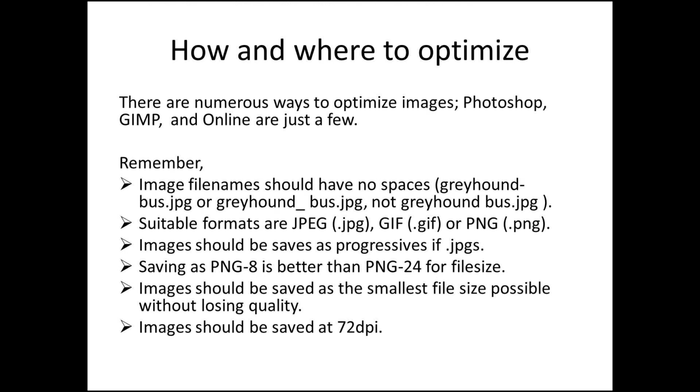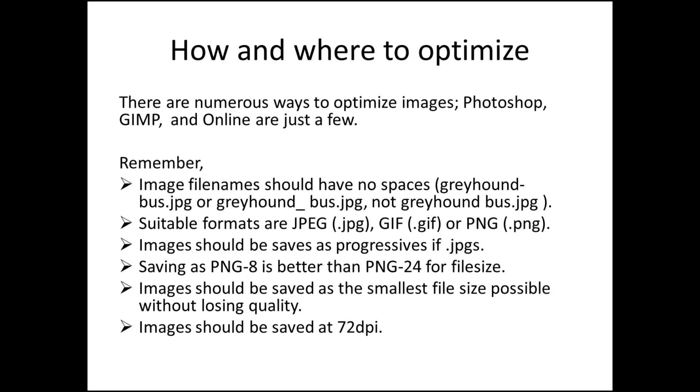So there's numerous ways to optimize images. If you have Photoshop or GIMP, and I believe we'll be talking about GIMP a little bit further on. GIMP is a free alternative to Photoshop, and you can also do it online. Just do a search for optimized images, and you'll come up with some websites where you browse for your image, and it'll optimize it, and then you download the optimized image.